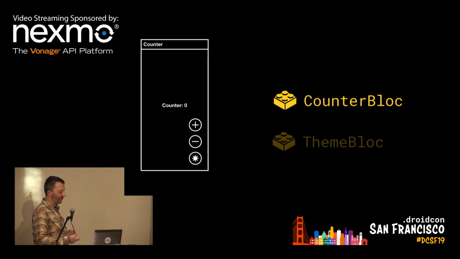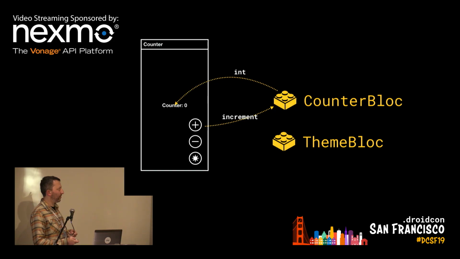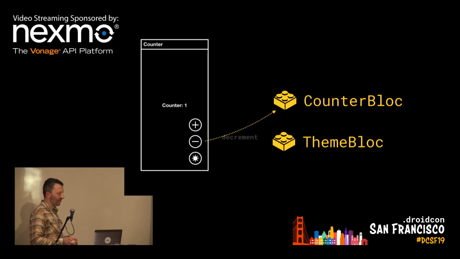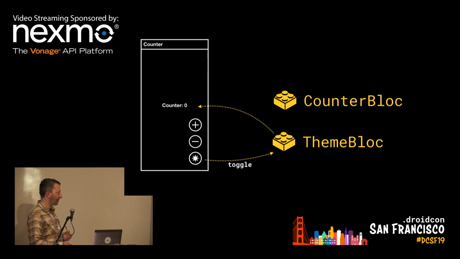It defines two blocs, and they are responsible for handling the counter state. Whenever there's an increment event, the new state is being pushed to the UI. The same for the decrement event. And there is another bloc which takes care of the theme of the screen, so it can change the dark theme to a light one.